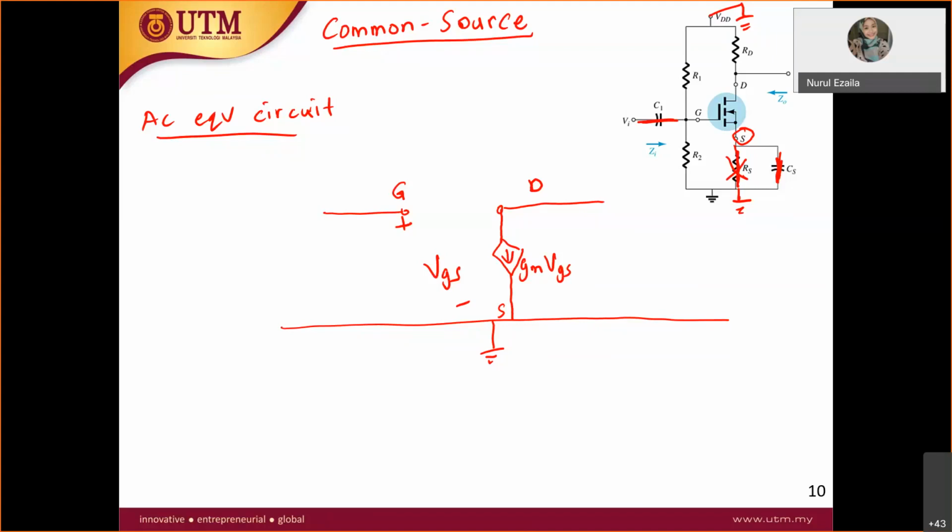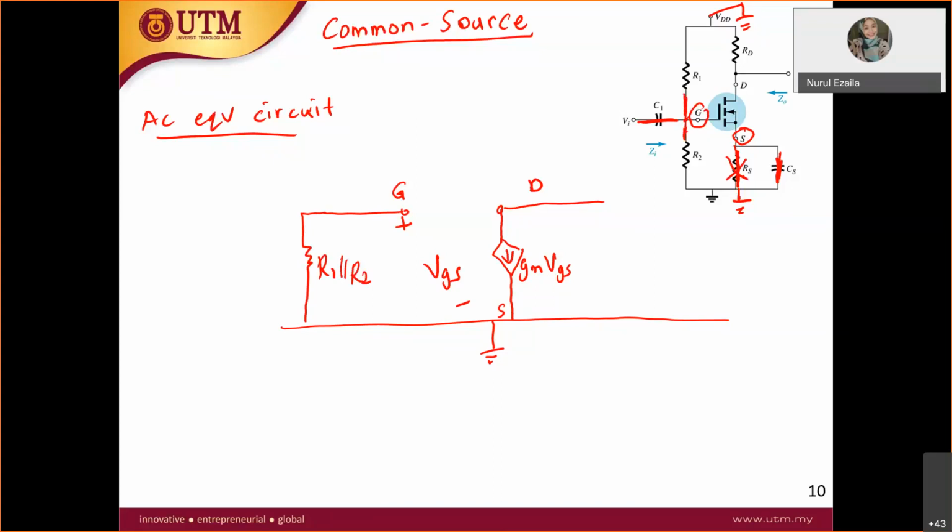So that's it. Now is to draw from point to point, from gate to the ground. So let's start from the gate over here. From the gate here, you have R1 to the ground. From the gate point also you have R2 to the ground. Therefore R1 and R2 are actually in parallel. So that's it for the gate.